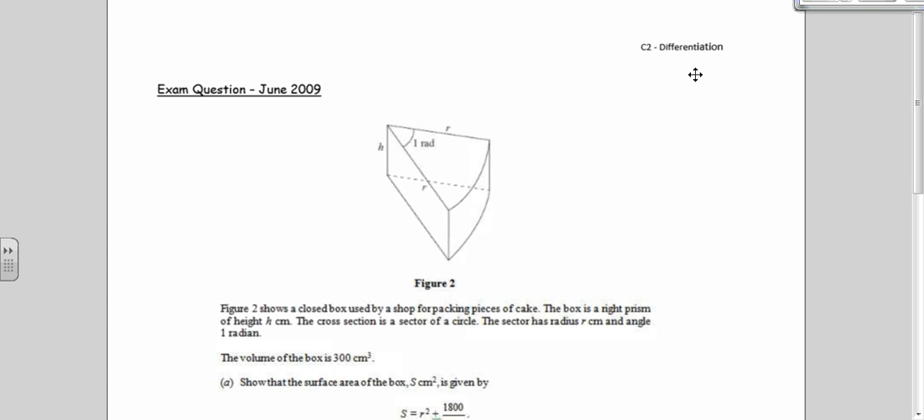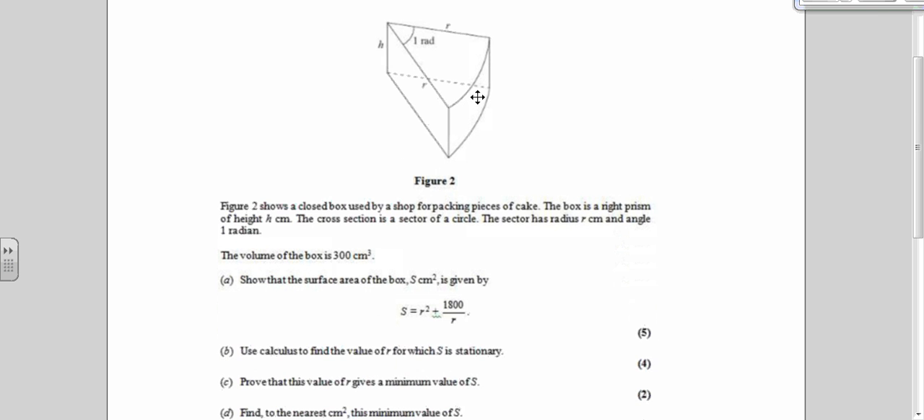C2, Differentiation, past paper question, June 2009. So here we have a sort of wedge shape, and we're told that it's a closed box used by a shop for packing pieces of cake. The box is a right prism of height h. The cross section is a sector of a circle, and the sector has a radius r and angle of 1 radian.